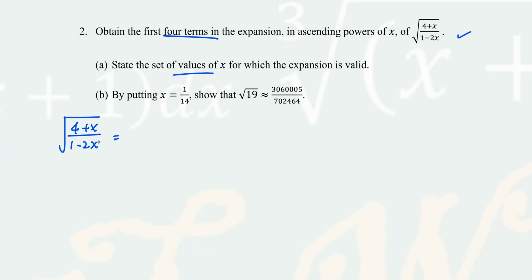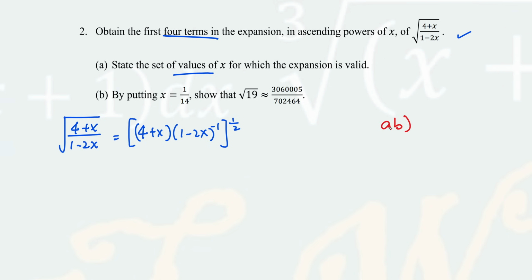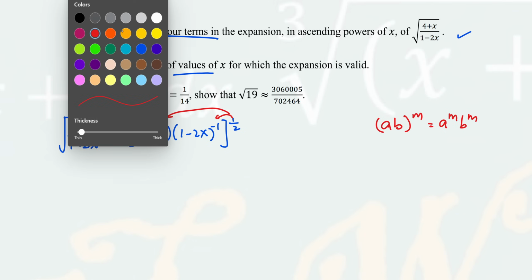I move up the denominator. This is going to be 4 plus x and 1 minus 2x, both to the power. When I move up, the 1 minus 2x is to the power negative 1, and then both with power half because of the square root. And then we have a formula, (AB) to the power m is A to the power m times B to the power m. Just bring in the power.